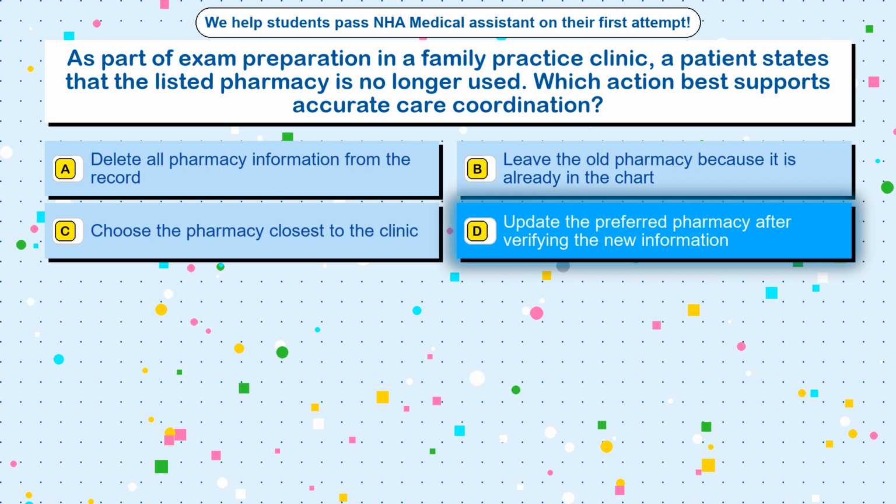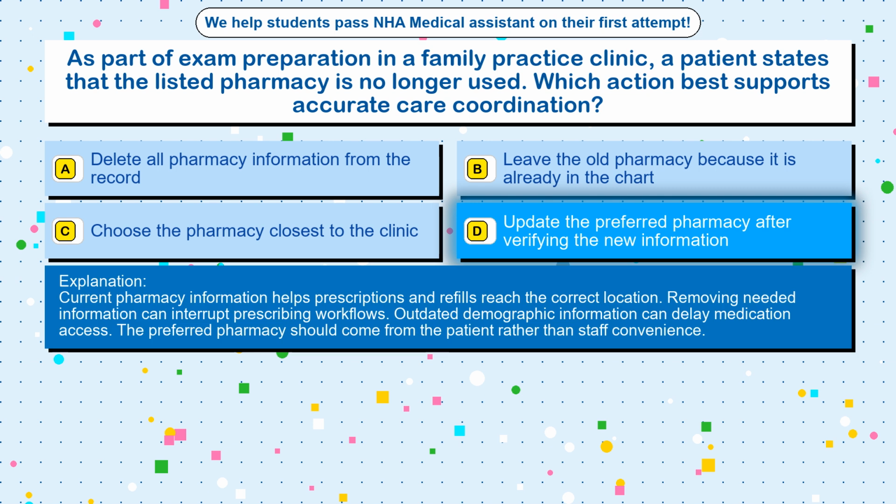The correct answer is option D. Update the preferred pharmacy after verifying the new information. Current pharmacy information helps prescriptions and refills reach the correct location. Removing needed information can interrupt prescribing workflows. Outdated demographic information can delay medication access. The preferred pharmacy should come from the patient rather than staff convenience.